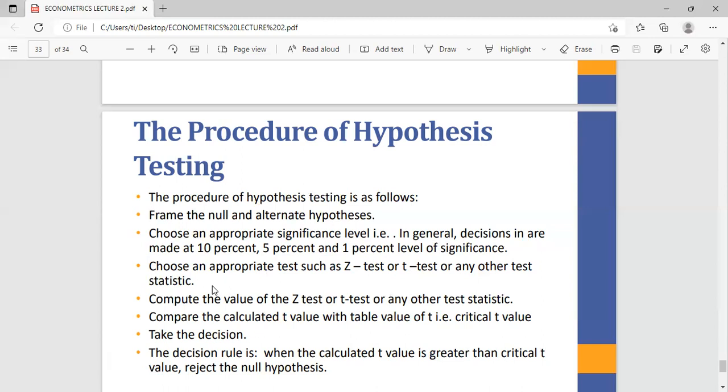And then, depending on the requirement, choose an appropriate test statistic: Z test, T test, chi-square test, or F test. Then compute the value of the Z test, T test, chi-square test, or F test. Compare the calculated T value, in this case, with the table value or critical value, and take a decision. The decision rule is when the calculated T value is greater than the critical T value, reject the null hypothesis. So this is how you will conduct hypothesis testing.